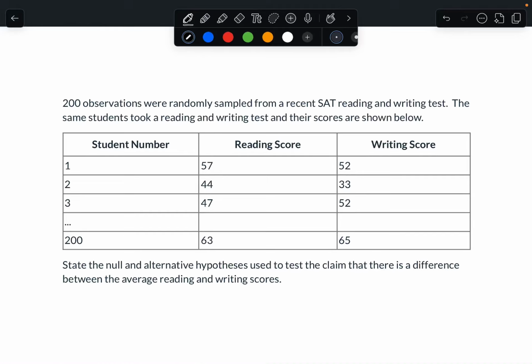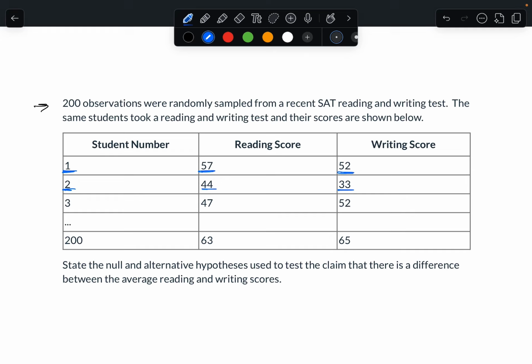In this video, we're just going to get some practice setting up null and alternative hypotheses for a hypothesis testing problem regarding two population means. So in our problem right here, we've got 200 observations randomly sampled from a recent SAT reading and writing test. The same students took a reading test and a writing test, and their scores are shown below. So we've got student number 1, here is their reading score, here's their writing score. For student number 2, here's their reading score, here's their writing score, and so on and so forth.